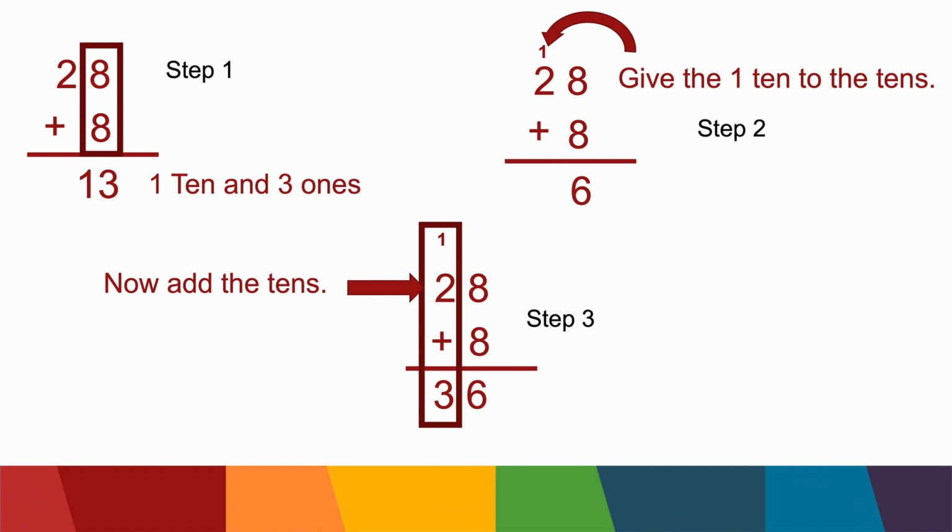Our problem is 28 plus 8. Step 1, we add the ones column. 8 plus 8 equals 16. 16 is 1 ten and 6 ones. Step 2, we give the 1 ten to the tens. We carry down the 6. Step 3, now we add the tens column. 1 plus 2 equals 3. Our problem is 28 plus 8 equals 36.